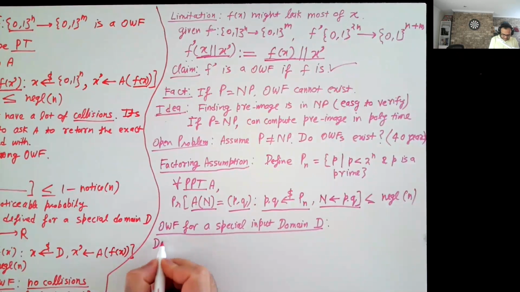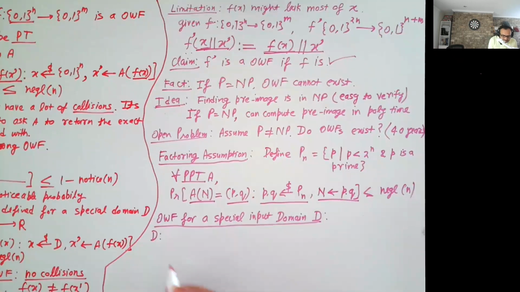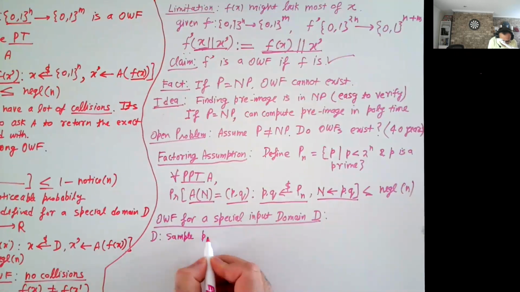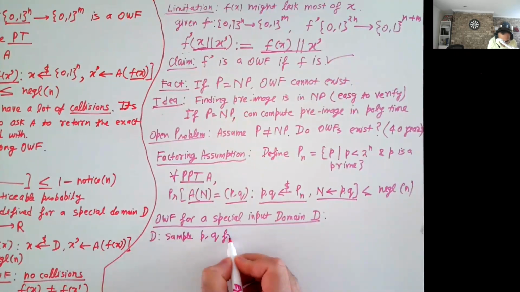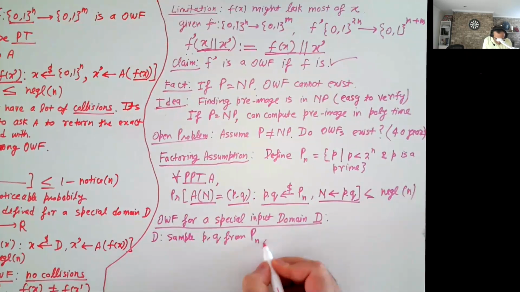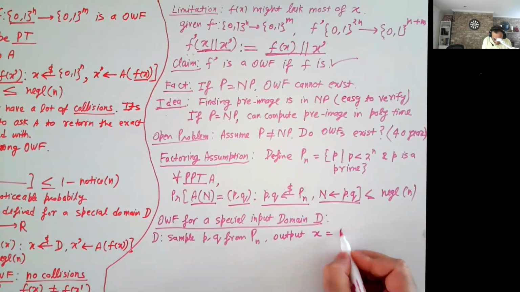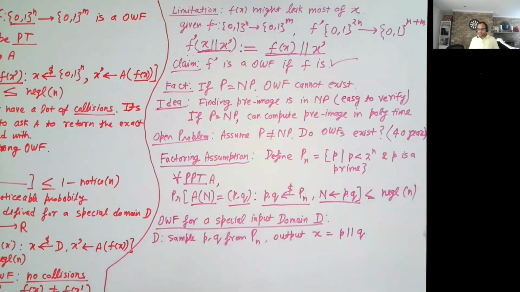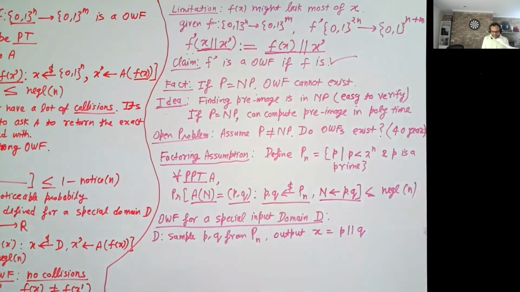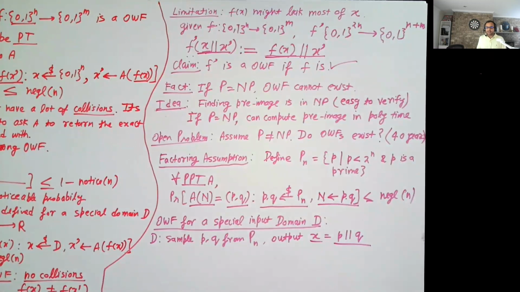So D is defined as follows. In fact, it's probably easier to look at D as a distribution. It just says sample P comma Q from P of n, and then you output X, which is P concatenation Q. Okay. So the input X is guaranteed to have 2 n-bit primes concatenated with each other.